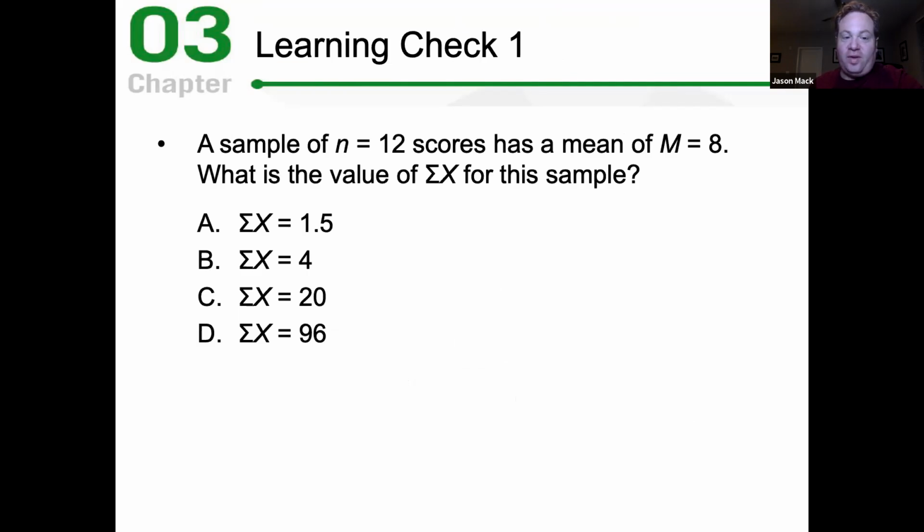So a sample of N equals 12. Again, that's your sample amount. Has a mean of 8. What is the value of the sum for the sample? So think about that. And of course, our answer here is 96.